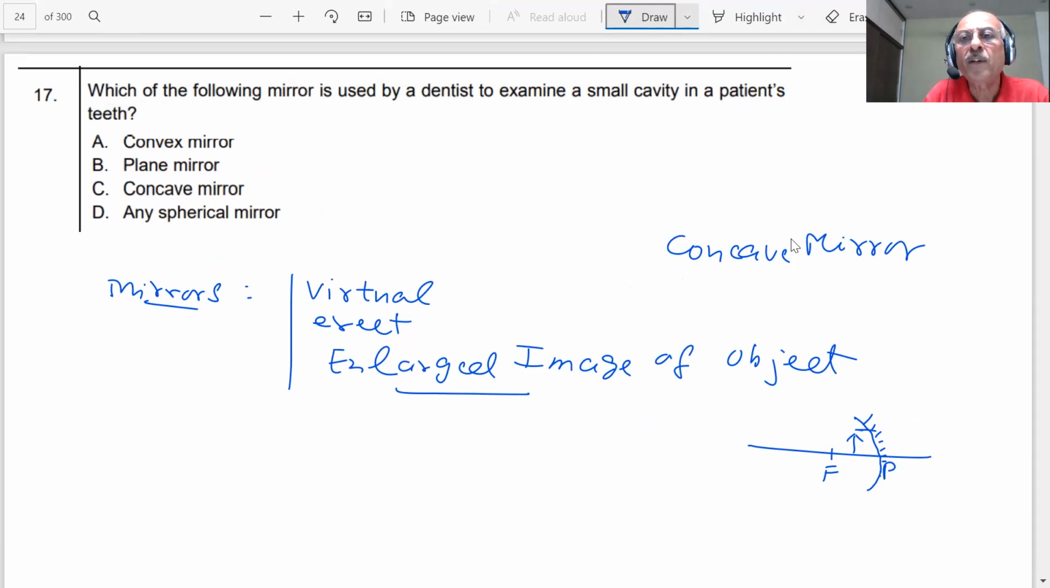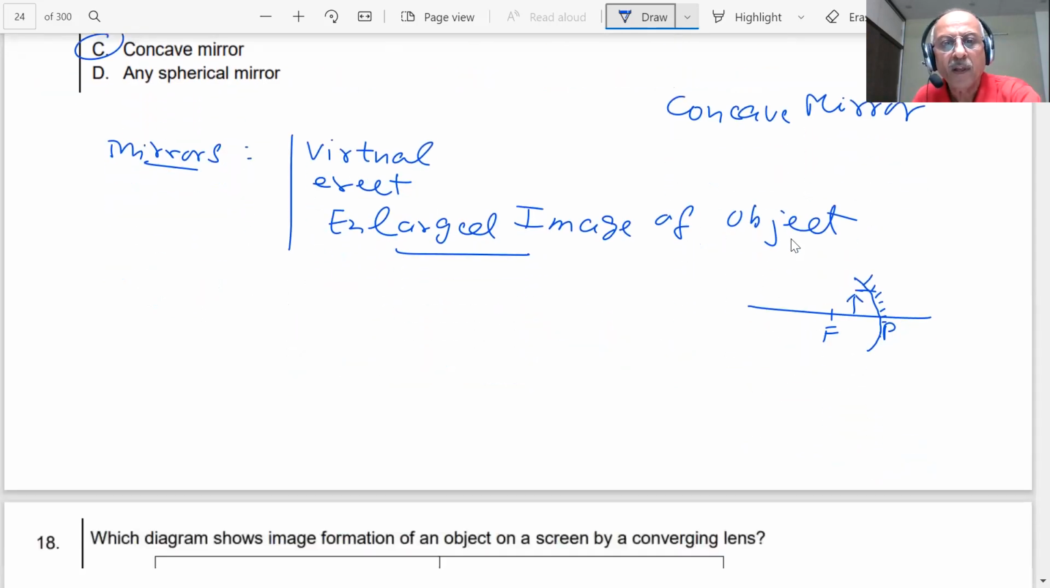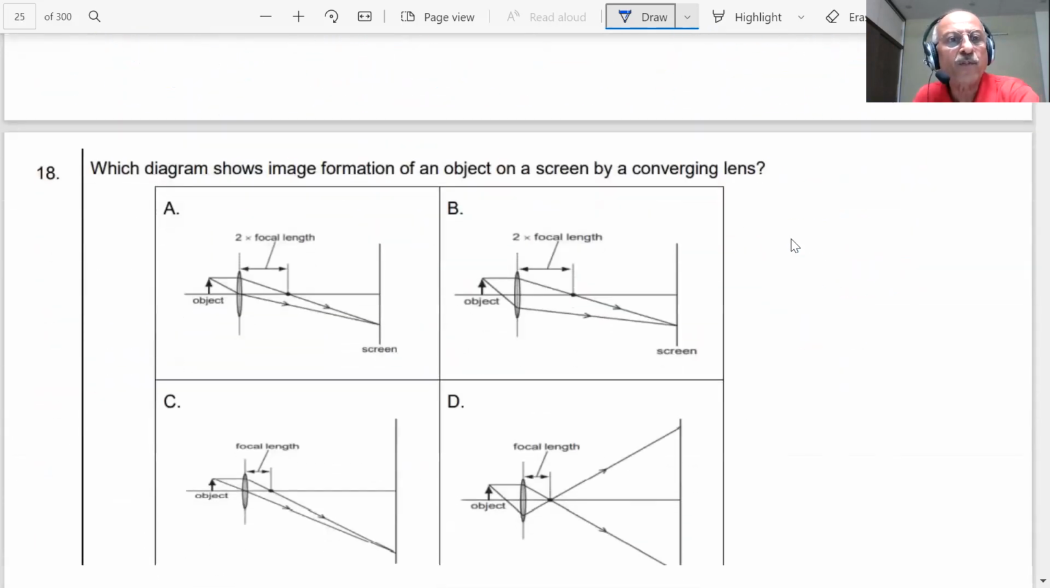the dentist will use what type of mirror? Convex, no. Plane, no. Concave mirror, because the concave mirror will give you a virtual, erect, enlarged image of the object. Similarly, this is also used as a shaving mirror. When we shave, we also use the same mirror, which is our concave mirror, because the image formed will be magnified, virtual and erect.